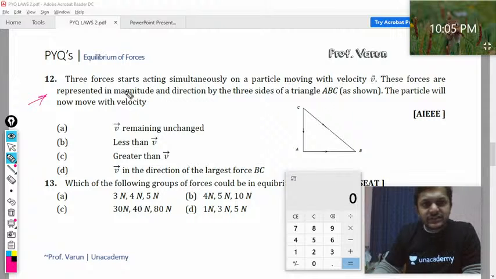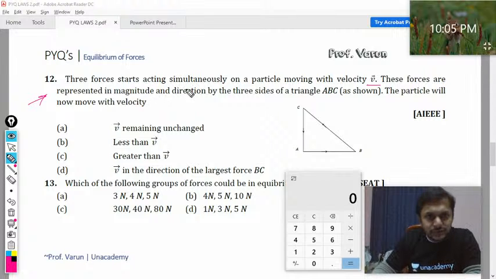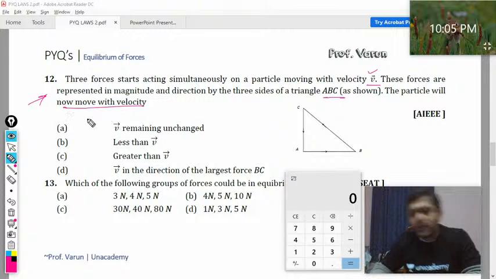Three forces start acting simultaneously on a particle moving with the velocity v vector. These forces are represented in magnitude and direction by the three sides of a triangle. So the particle is moving with velocity v, and these forces are represented in magnitude and direction with the three sides of the triangle. The particle will now move with the velocity of.